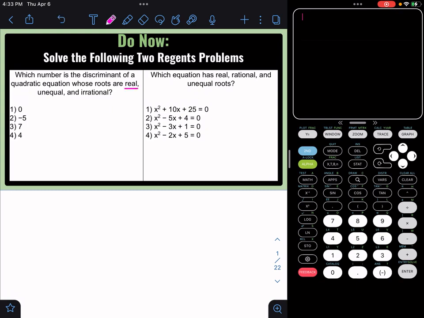In order to be real, you have to be equal to 0 or greater than 0. So I'm going to get rid of any negative number. Unequal means the number would have to be greater than 0, because you would have to have two solutions, and you get that by being greater than 0. And irrational, the only irrational number here, if you take the square root of it, is 7, because the square root of 4 gives you a rational number.